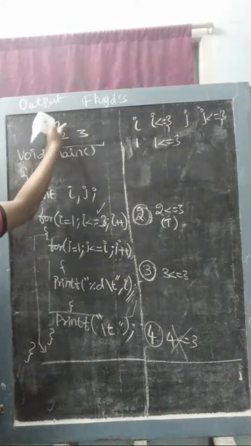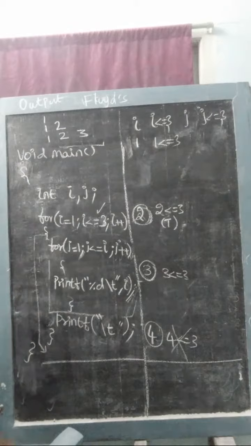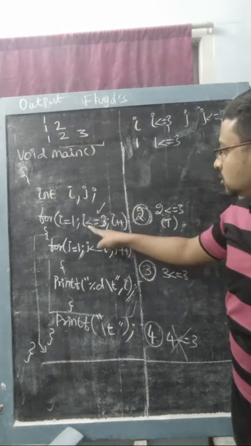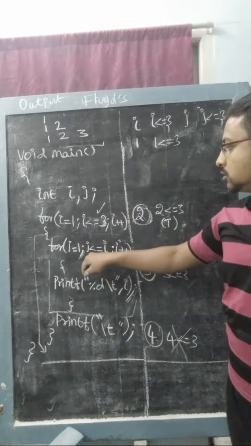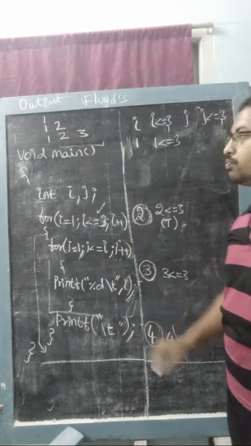How 1, 1 2, 1 2 3. So you just see here. You know very well about this program. I slightly changed one thing. i less than or equal to 3, this is as usual. And here, instead of j less than or equal to 3, I used j less than or equal to i. Okay.